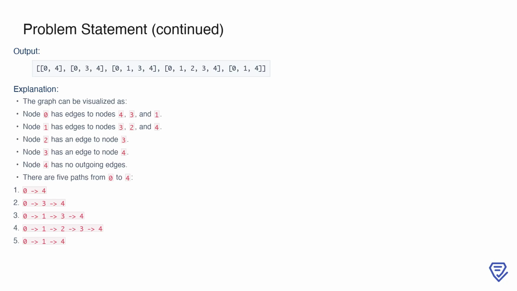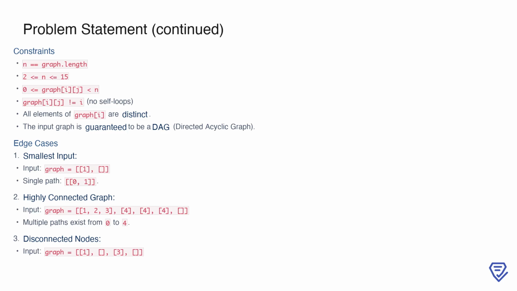acyclic graph. Now, let's review some constraints and edge cases for this problem. First, the number of nodes n in the graph is equal to the length of the input list, and it satisfies 2 <= n <= 15. Each node i can only have edges to other nodes in the range 0 to n-1, and there are no self-loops, meaning graph[i] cannot contain i. Additionally, all elements in graph[i] are distinct, ensuring no duplicate edges from any node.